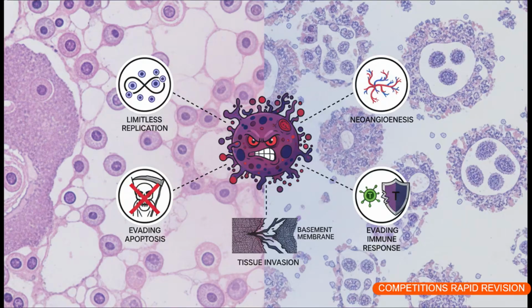Well, it essentially acquires a set of mutant superpowers. First, limitless replicative potential. It becomes an anti-ghost cell that just refuses to stop dividing. Second, it evades apoptosis. It completely ignores all those cell death pathways we just talked about. Third, neoangiogenesis. It actively secretes factors to build its very own new blood supply for nutrients. Fourth, it evades the immune response, sometimes using sneaky PD-L1 mutations to literally hide from attacking T cells. And finally, the ultimate danger: tissue invasion and metastasis, spreading through the lymphatics or the bloodstream.